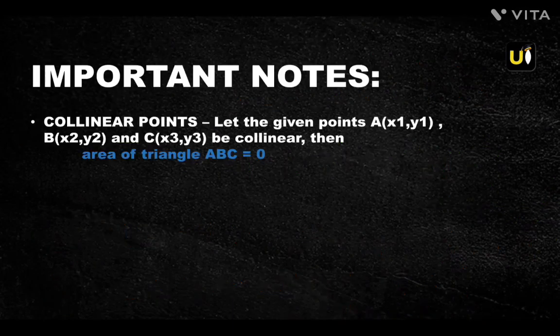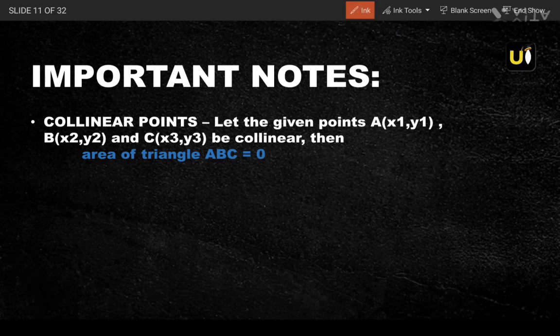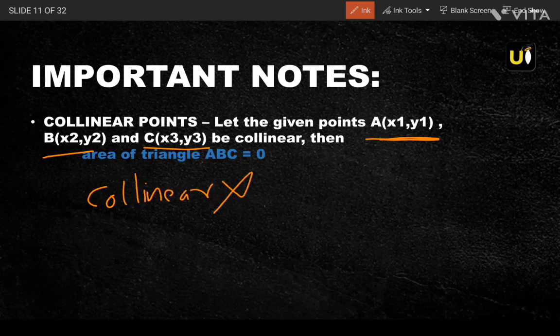Okay, next, here we have an important point to discuss and as well as to remember: collinear points. What are collinear points? For example, we were given 3 points A, B and C. Then how do we determine whether these particular points are collinear or not? So basically, what are collinear points? The points which lie on the same line are called collinear points.